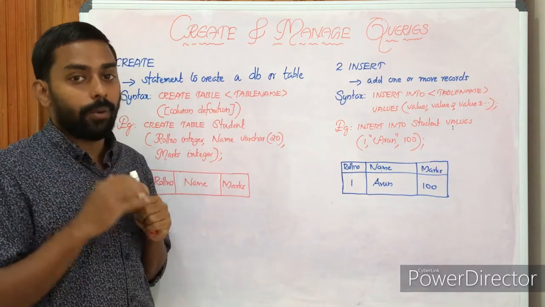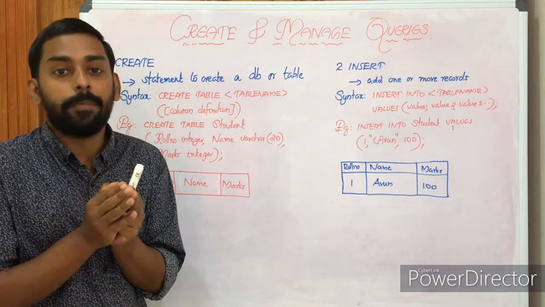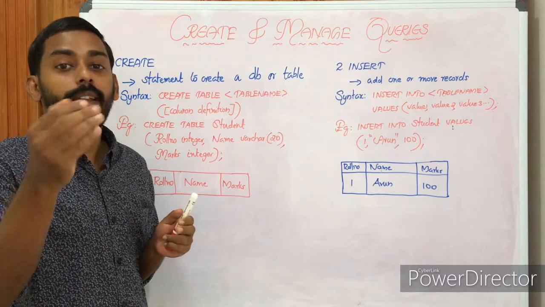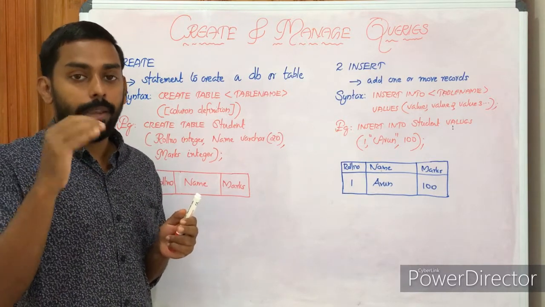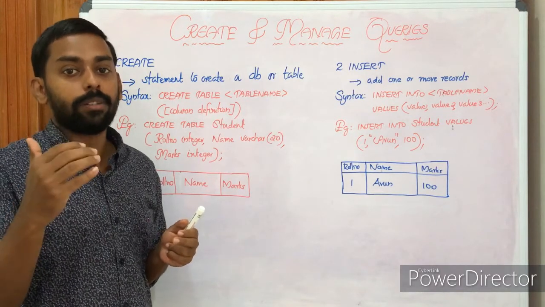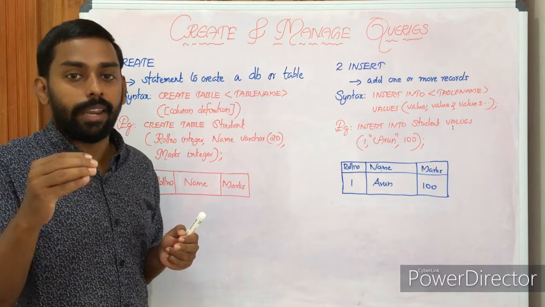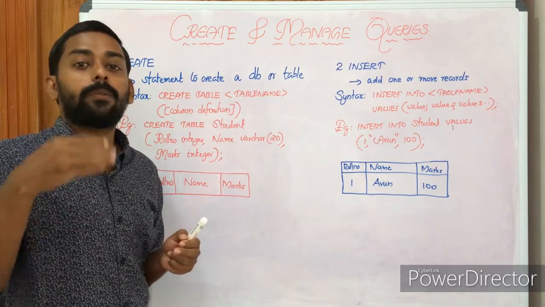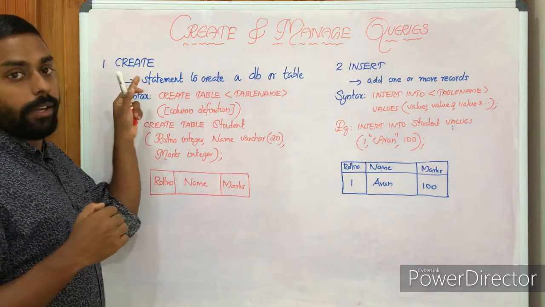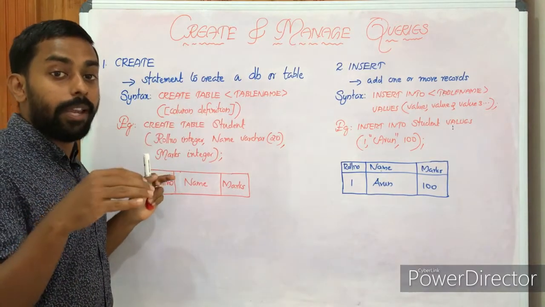Okay, so we can start with create. Create is a DDL command used to create any database object. Mainly it's used for creating a database or a table. We can use create for creating a database or table, but here we are using the create statement or create command for creating a table. Create is a statement or command to create a database or table. Here we are applying this for creating a table.